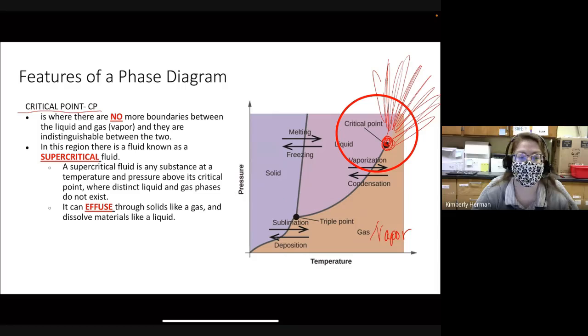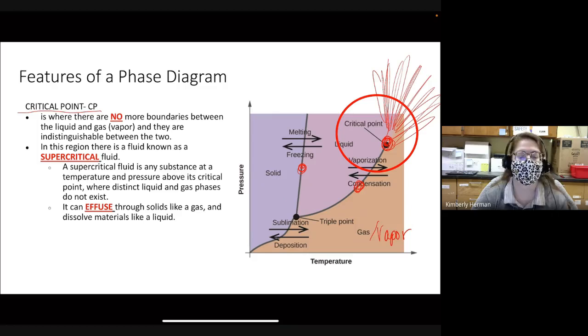And a supercritical fluid is special because after that pressure and temperature, it can diffuse through solids like a gas, but it can also dissolve materials like a liquid. Supercritical fluids are usually at very high temperatures and very high pressures. So it takes a lot of work to get to that supercritical fluid. So those are the two major points that we can see. Now remember, we can also plot out our melting and freezing point. We can plot out our boiling point if we're looking between our liquid and our vapor too.